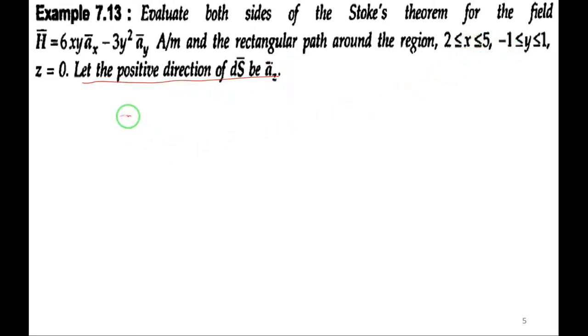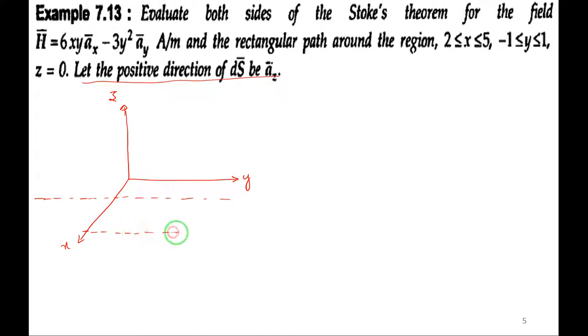So let me draw it first. X-axis, y-axis and z-axis. So x is lying between 2 to 5. Let me take x equal to 2 here and x equal to 5 here. I will draw a dotted line for my reference. So this is x equal to 2. Next, x equal to 5, I will draw the line parallel to y, right? So the x equal to 2 point is here, x equal to 5 is here.